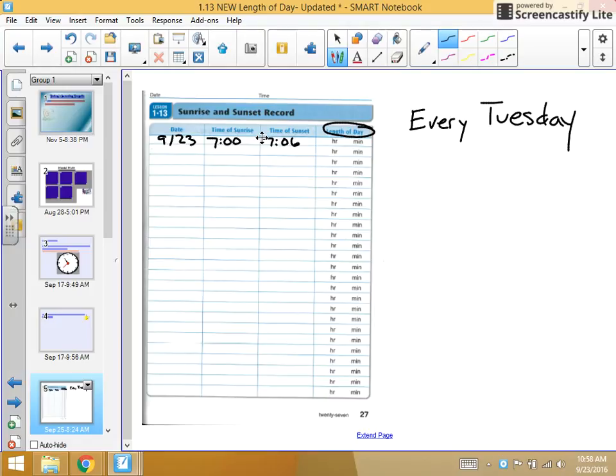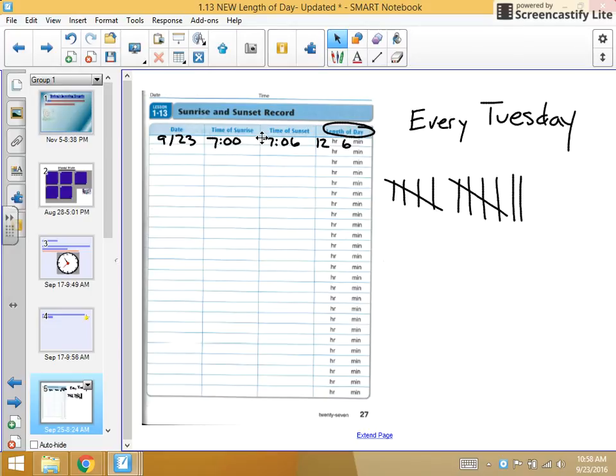So we started at 7 a.m., 8 a.m., 9 a.m., 10 a.m., 11 a.m., noon, 1 p.m., 2 p.m., 3 p.m., 4 p.m., 5 p.m., 6 p.m., 7 p.m. So if I do this, I am up to 7 p.m. now, and I have 12 hours. From 7:00 to 7:06, we can all do that math. 0 plus 6 equals 6. So we know that our length of day happens to be 12 hours and 6 minutes.